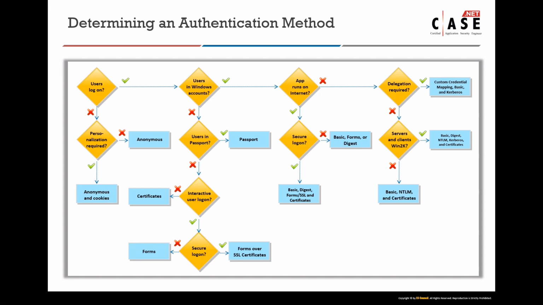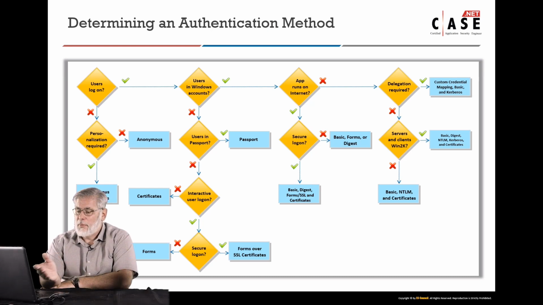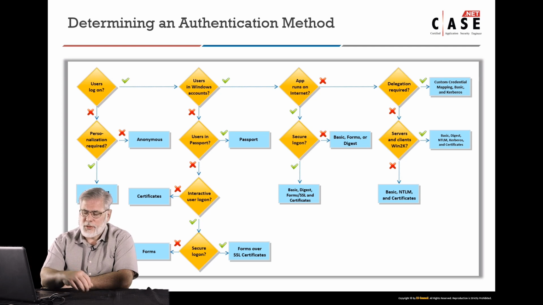Users do log on. They don't use Windows accounts. They're not in Passport. They're not interactive user logins. And they don't have a secure login. Or excuse me, we do want a secure login. That leads us to forms authentication using SSL or TLS certificates to encrypt the transmission. Notice I didn't say the user had to have a certificate. I said we use SSL or TLS to encrypt the authentication process. But forms is the appropriate choice here. So just walking through this flowchart will help you decide which one to use.